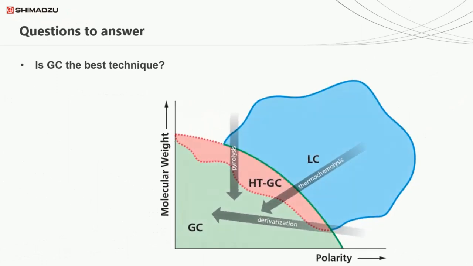The first question to answer is whether GC is the best technique for the analysis, or if it's even viable in the first place. Remember that GC is only suitable for relatively non-polar analytes with low molecular weight. In fact, GC analysis is only really suitable for around 10 to 20% of known organic compounds. HPLC might be a better technique for the application, and it would be best to refer to the literature to see what other analysts have used.